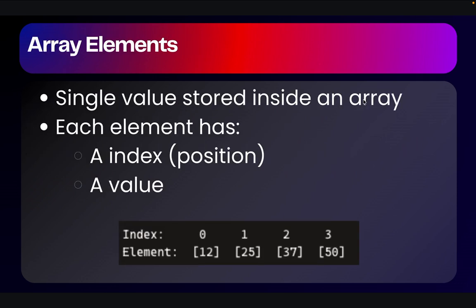So what's an array element? It's basically going to be that singular value that's going to be inside of an array. You can have as many elements in an array as you would like, but each one independently is what we consider an element. Each element is going to have an index, which is going to be the position. So what position in the array is it at? And it's also going to have the data value that it's going to hold.